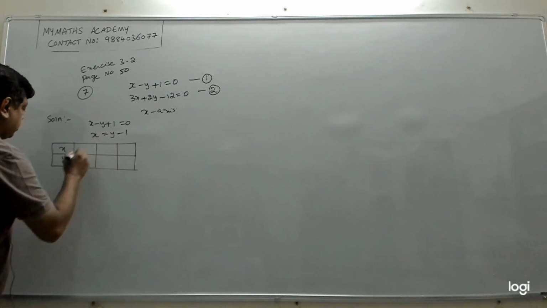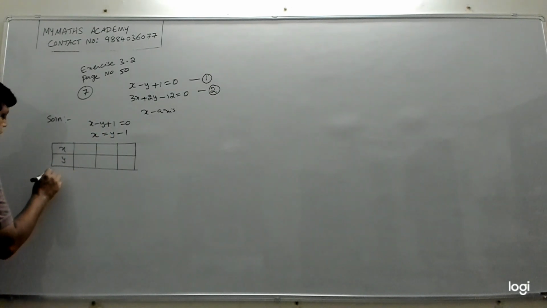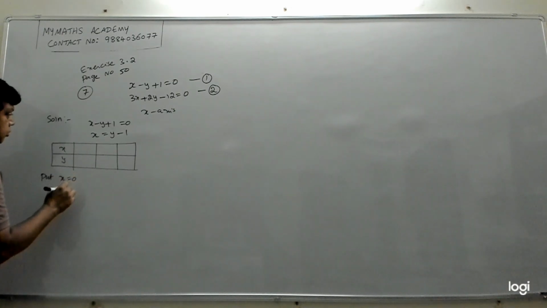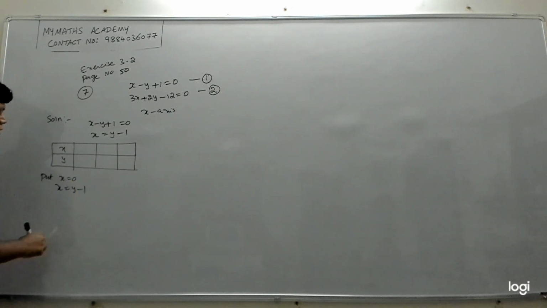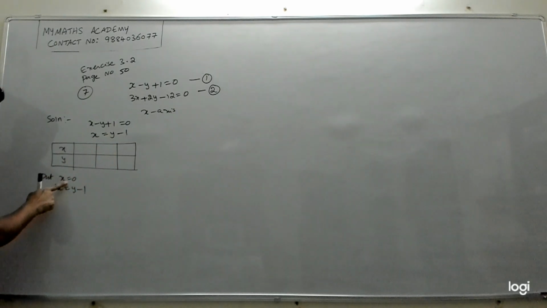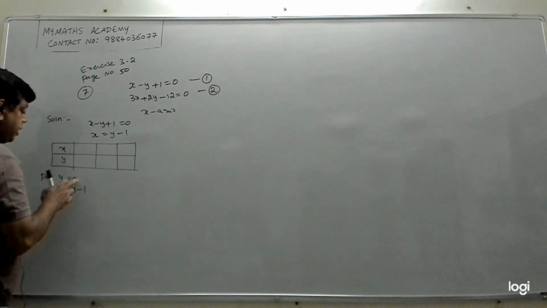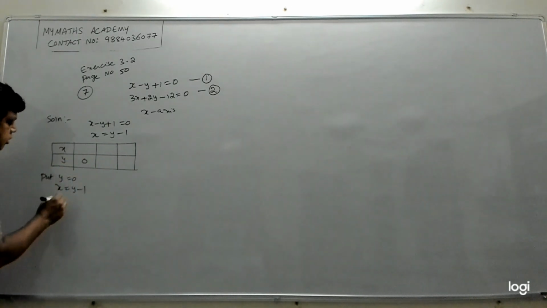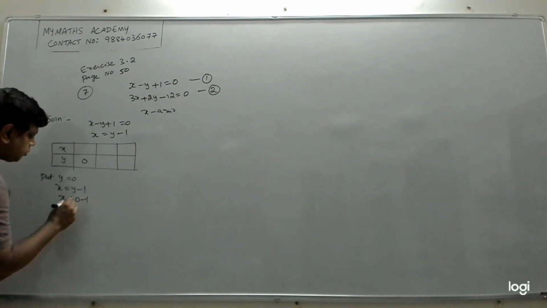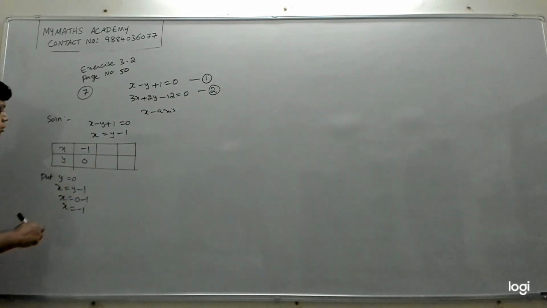So now we'll put one value. Your equation is x is equal to y minus 1. So in this, we have to put y is equal to 0. Whichever variable is on the right side, you have to substitute for that. Don't substitute for x. So if I put y equal to 0, what is my x? x is equal to 0 minus 1, which means x is equal to minus 1. So I get x as minus 1.